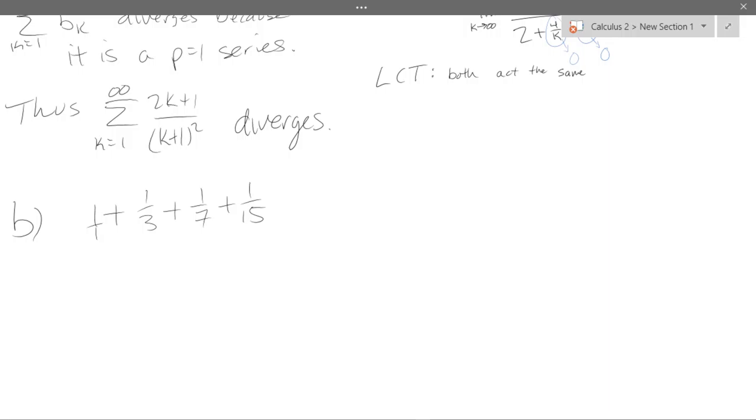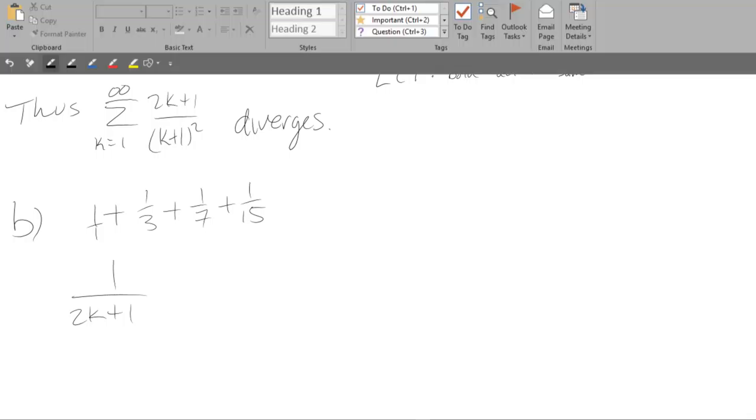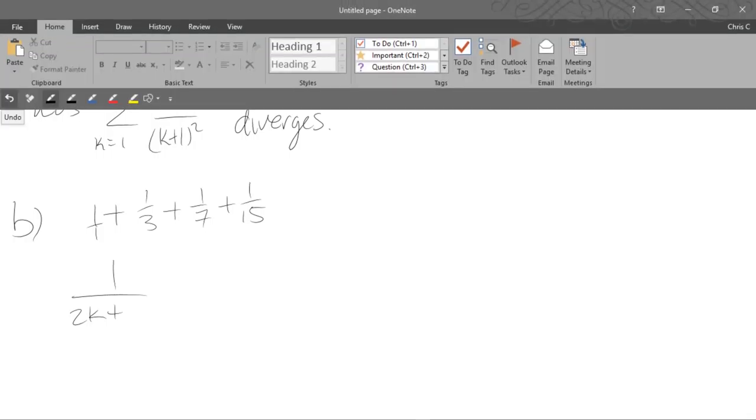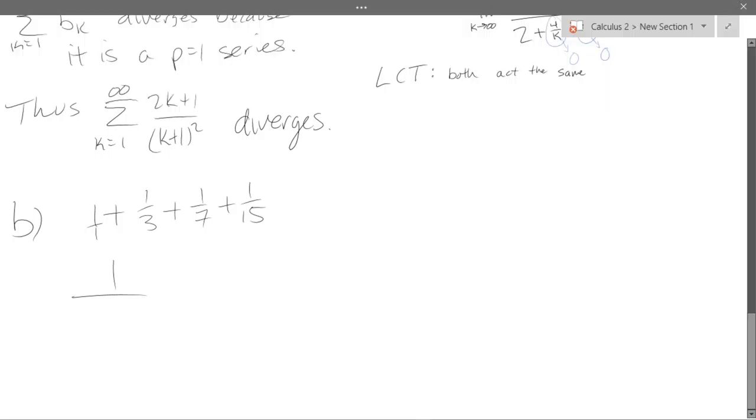I don't even have help with my notes. This is tough. It's 1 over 1 plus 2k. Is that right? 1 over... Remember, it has 2k plus 1. Does that work? I think that would be... Yeah, 5. That would be the odd progression. All right. Definitely 1 on top. Halfway there. And it's a fraction.